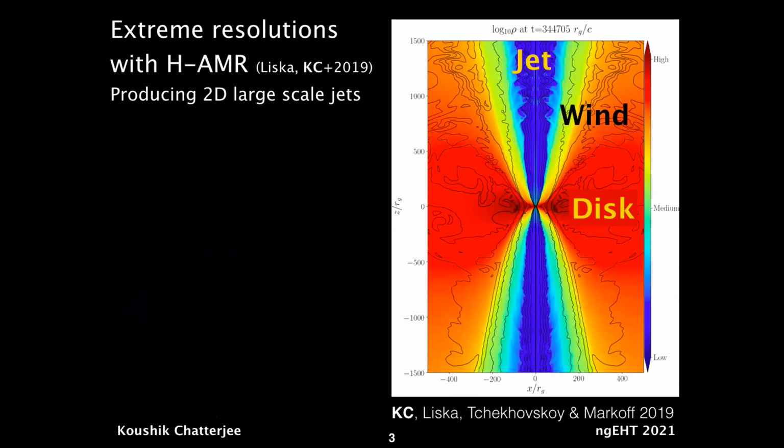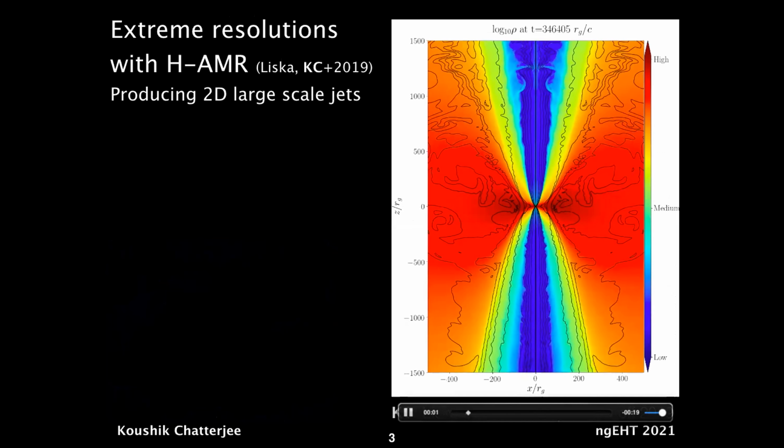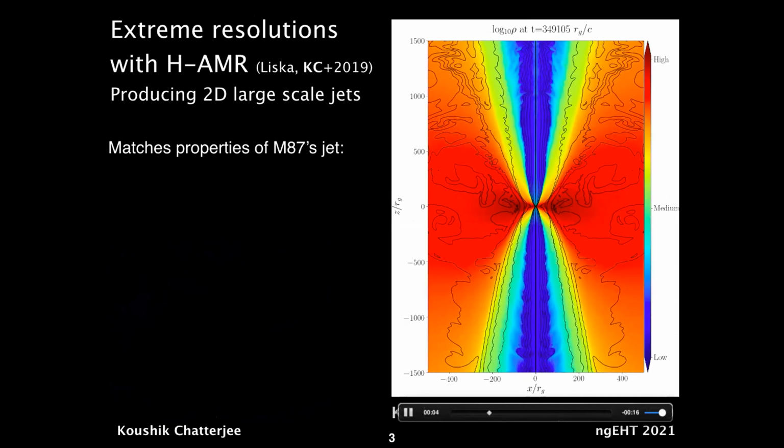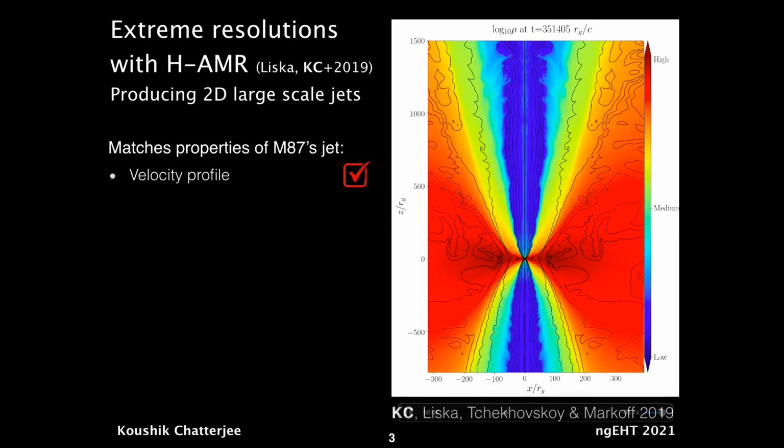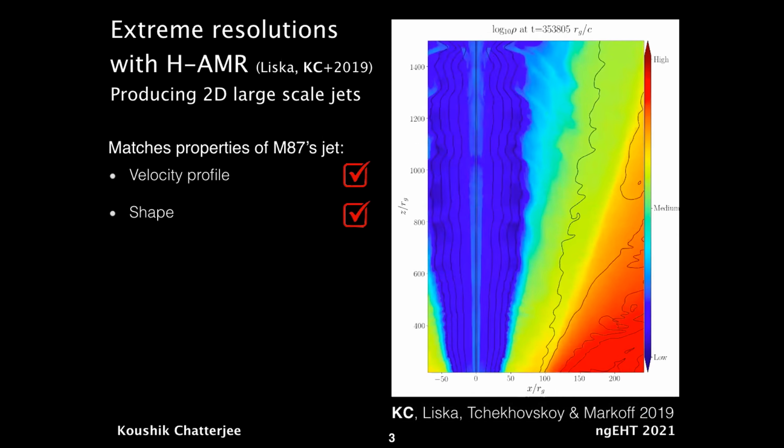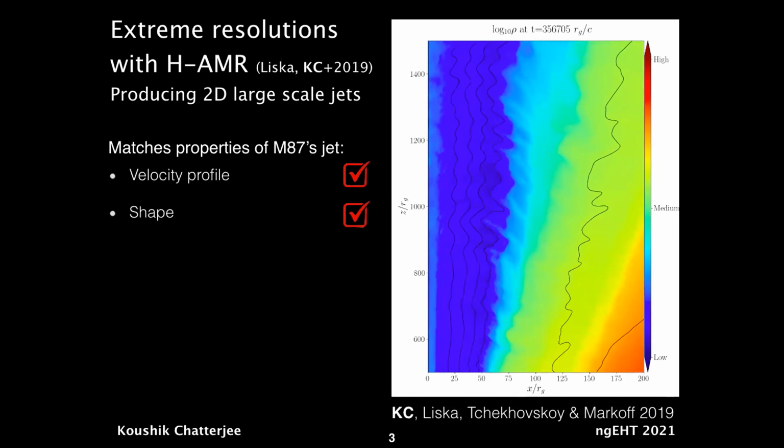So with all the information that we have about M87, we can go forward with our simulations and try to reproduce some of it. Over here, I have a 2D simulation showing the gas density in color, and the black lines are the magnetic field lines. Red is the accretion disk, the greenish yellow region is the wind, and the blue region is the jet. What we'll do is match the simulation with the properties of the M87 jet. And we found that the velocity profile matches reasonably well. The shape matched pretty well.